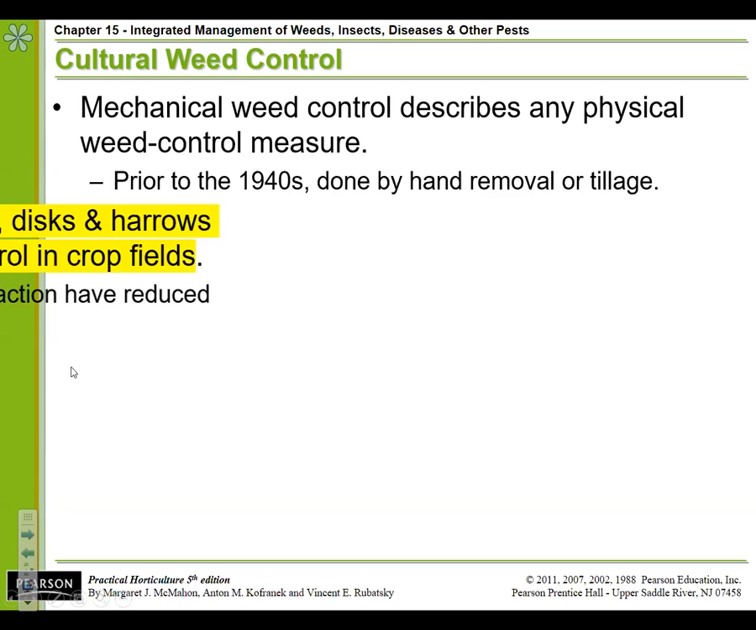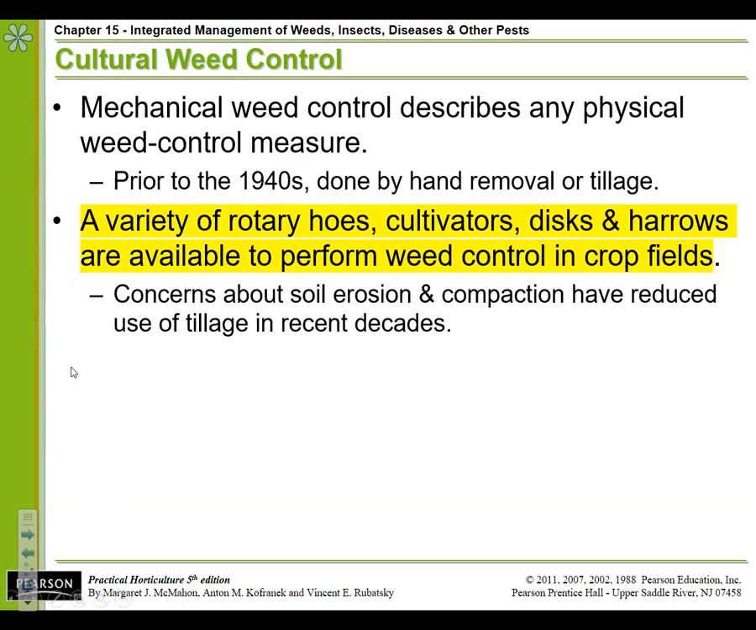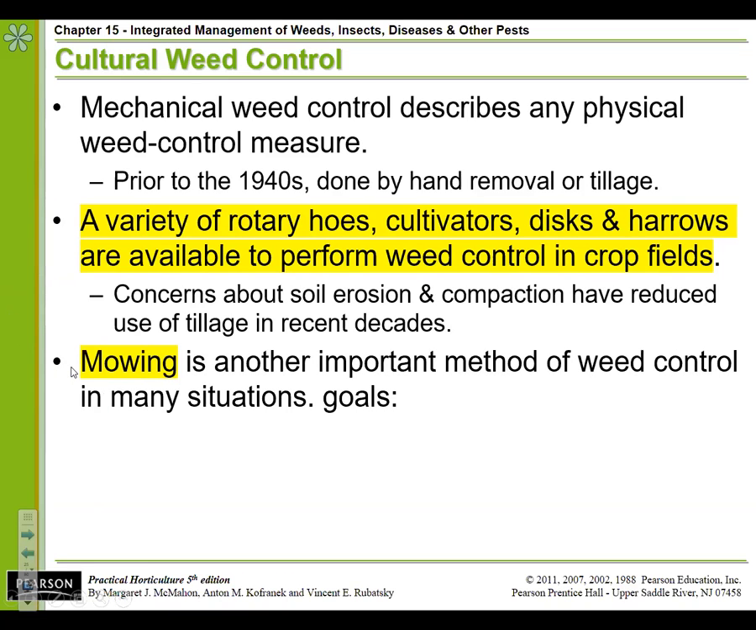In terms of mechanical control, we look at all kinds of different tools, whether they're actual mechanical or more physical. Using a hoe by hand is one way that a lot of producers control weeds, trying to get as much of the root system out as possible when we're removing them. We also use the same things that we use for soil preparation, such as cultivators, discs, and harrows, to perform some weed control in crops. We can also use mowing or weed eating as well in some situations.